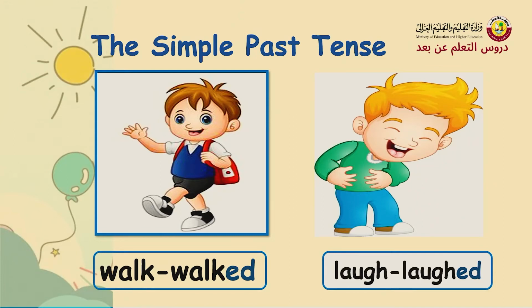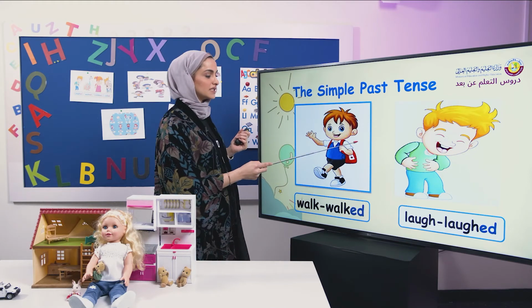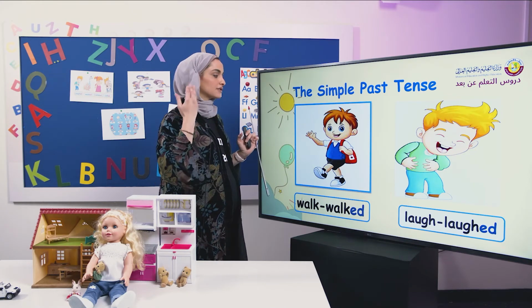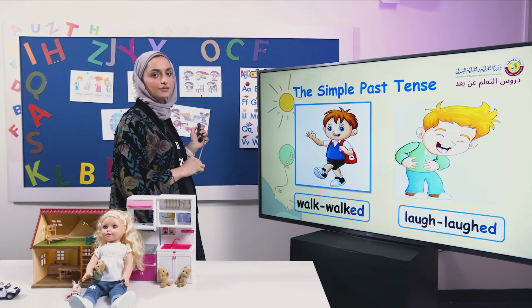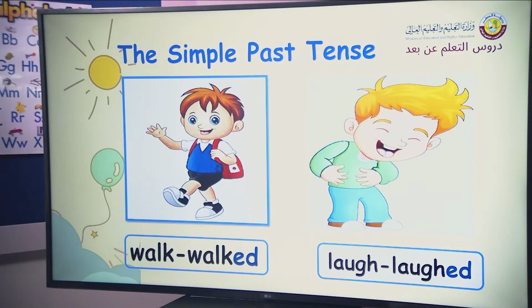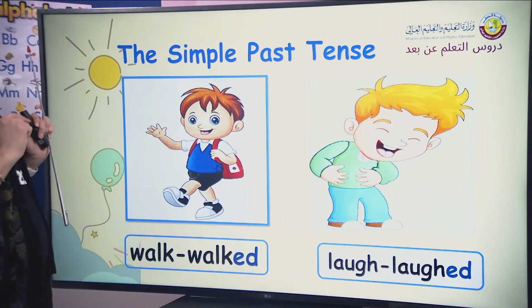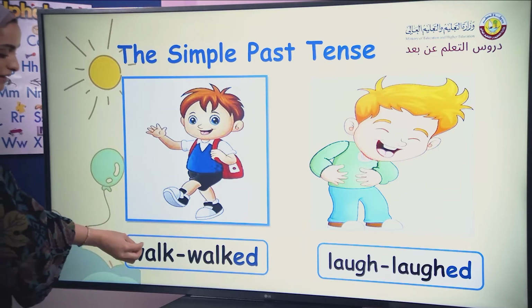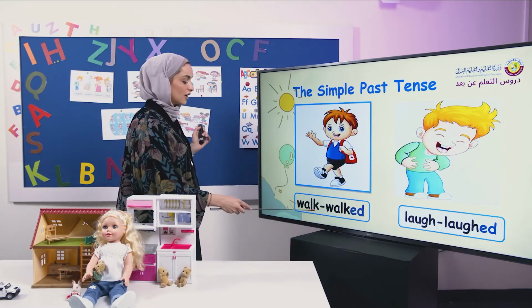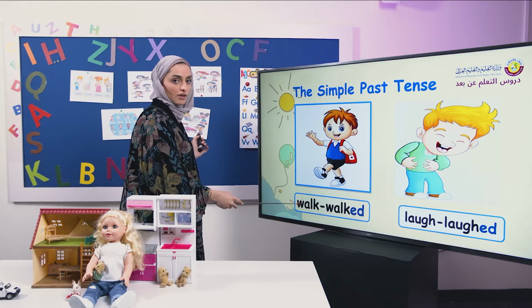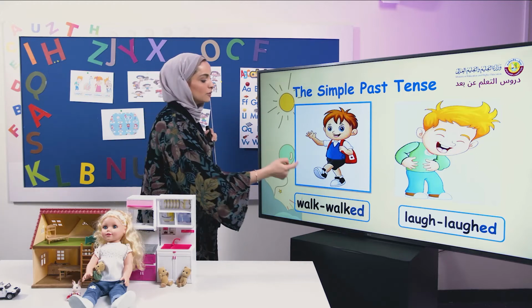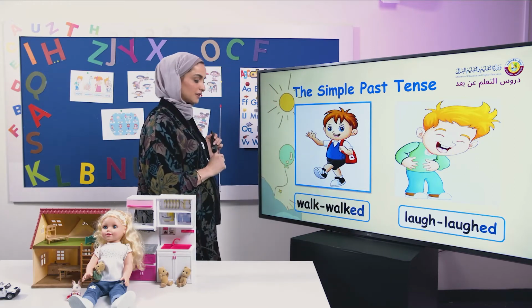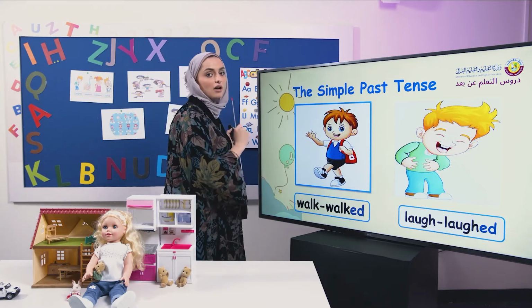Okay, my students, let's have a look here. What do we have here? Great, we have 2 boys. Let's see what these boys did yesterday. Look at the first boy. What did he do? Think. Yes, you're great. He's holding his school bag and he walked to his school. But let's have a look at the main verb here. We have walk. Let's take walk to the past tense. What do we have to add? We will add ed. So, walk will become walked.